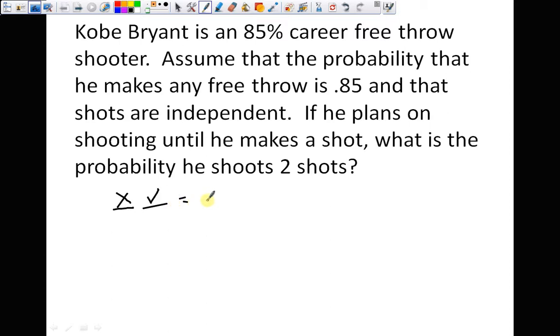He misses the first shot, and there's a 15% chance that he misses the first shot. That's the complement of 85%. 1 minus 0.85 is 0.15. And then he makes the second shot. And that's our probability. Okay, that's the geometric distribution. Understanding that we had to end on a success.